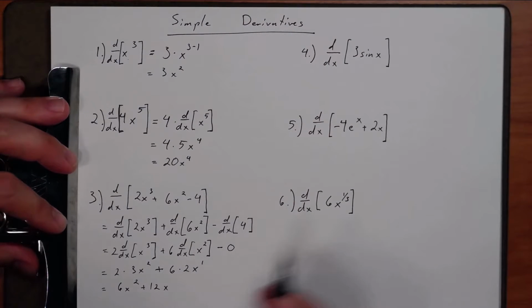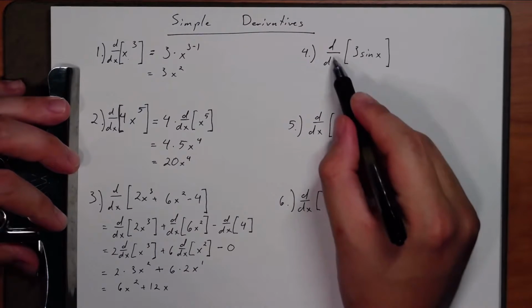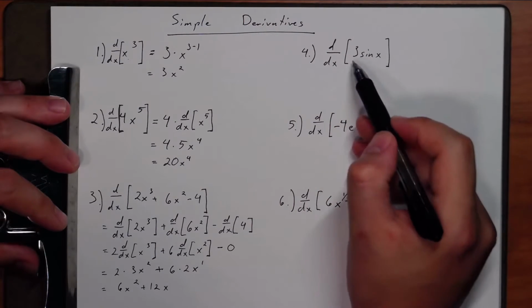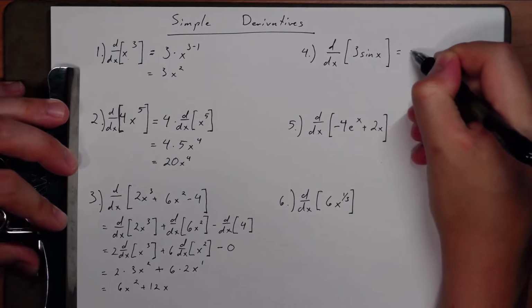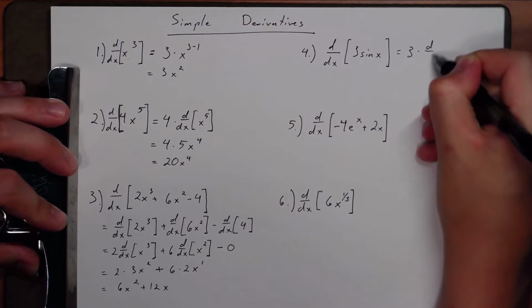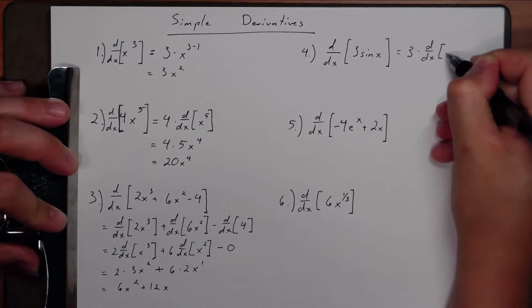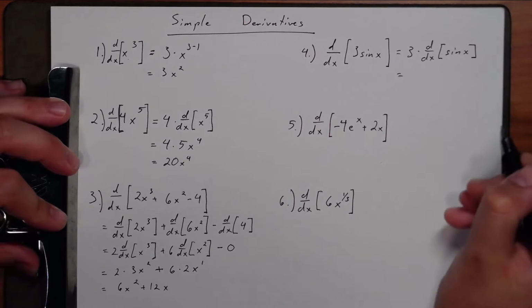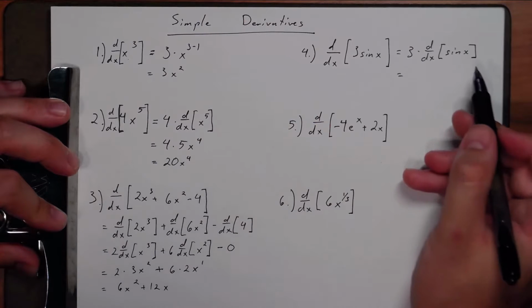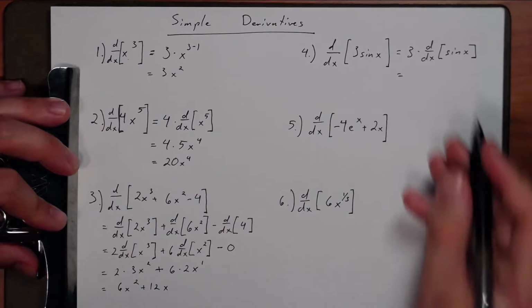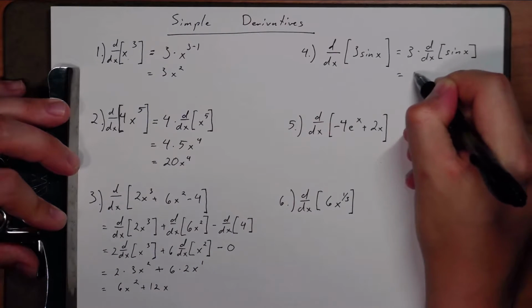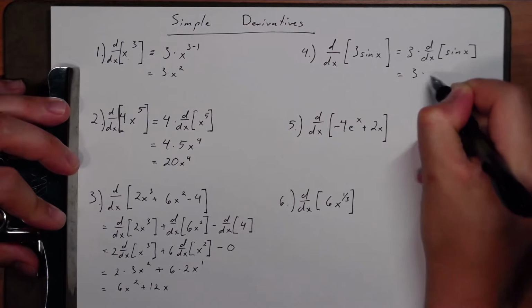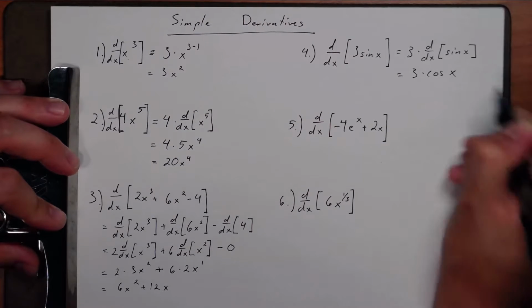All right. Moving on to number 4. Here we're asked to find the derivative of 3 sine x. Again, I'm applying these properties directly. We're applying the constant multiple here. And now we're taking the derivative of sine x. Hopefully you read in the book or in an activity or exercise that the derivative of sine x is just plain old cosine x.